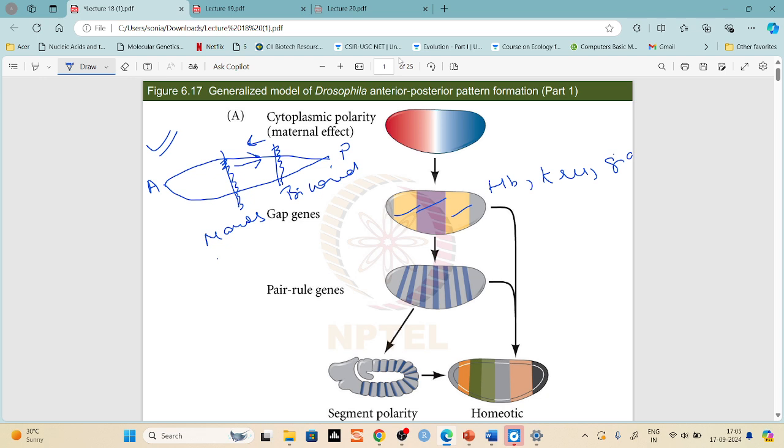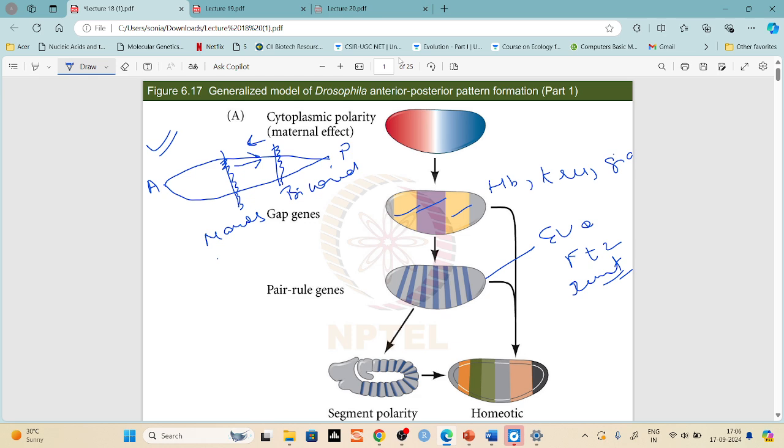Then comes the pair rule genes. Basically, they form alternating segments, which are known as parasegments. And they divide the embryo into 7 stripes, and each have a particular function. So, pair rule genes are expressed in stripes that span every other segment along the length of the embryo. And what are the examples of pair rule genes? They are even skipped, Fushi Tarazu, Runt. They are examples of gap genes, sorry, pair rule genes.